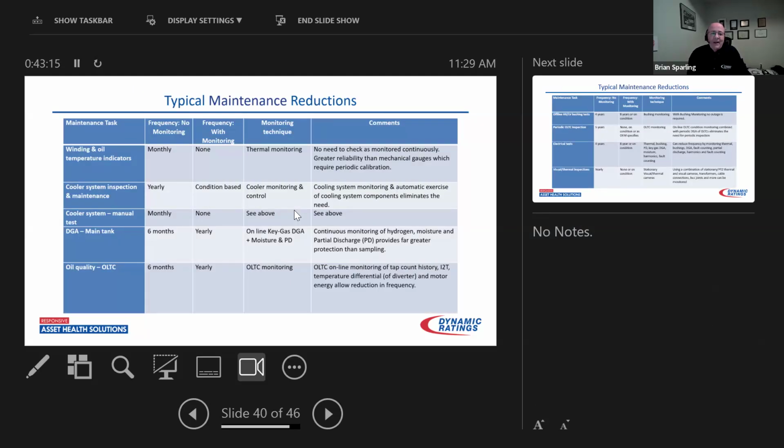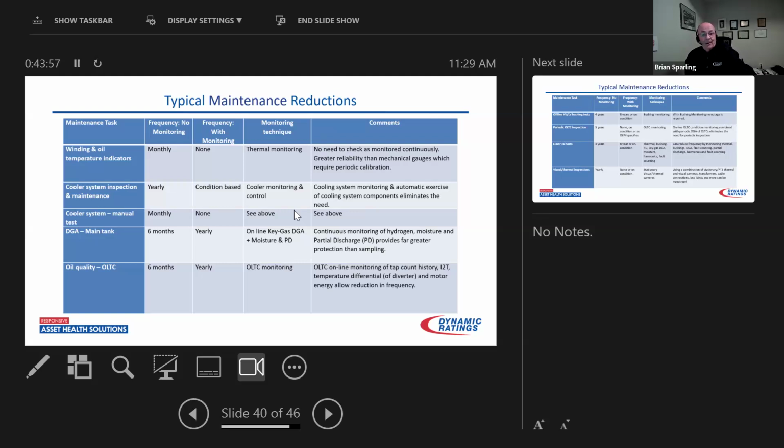I talked about maintenance, and one customer actually asked me, well, if I do maintenance, how can I justify this? One of them is perhaps reducing the maintenance cycles. When you look at the maintenance task on the left-hand side, you can see winding and oil temperature indicators I was talking about before. With the monitor, you don't need to go out monthly and write all the numbers down. You can have it digitally. It's thermal monitoring of the transformer. There's no need to check, as the monitor is continuously monitored and has greater reliability than those older mechanical gauges on the side of the tank.